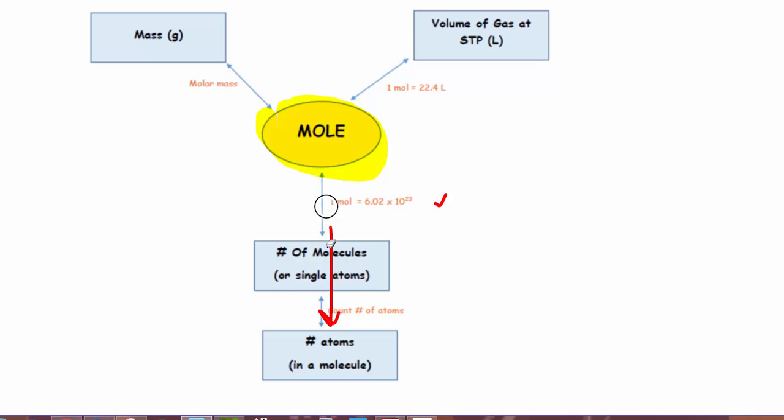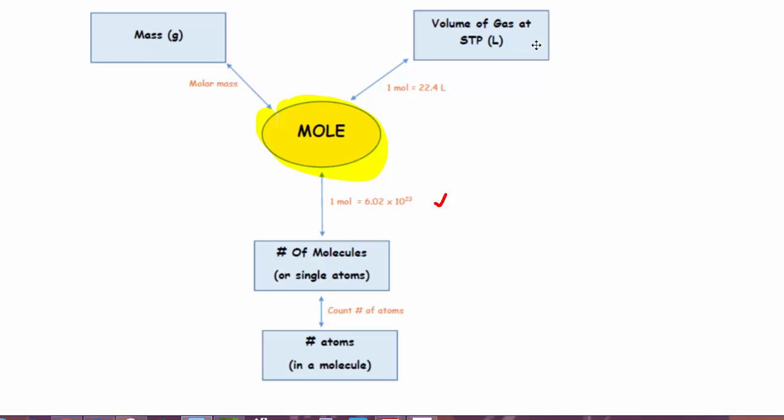So in the center is the mole. Up here on the left hand side you can see that we have mass. Okay, so that's when we're being asked to calculate mass, for example, or we're starting with mass. And to get from mass to moles, we use the molar mass off of our periodic table. We'll talk more about that in another lesson where we're actually doing some of these calculations.